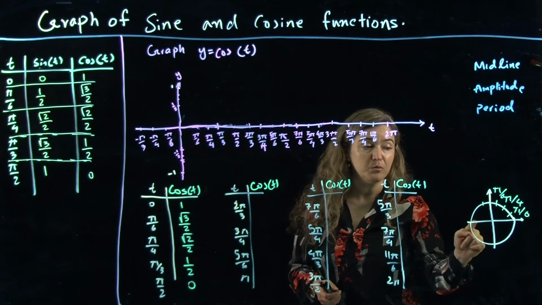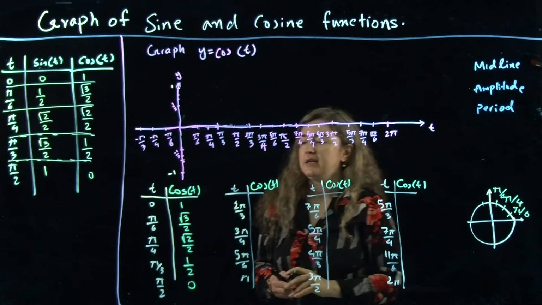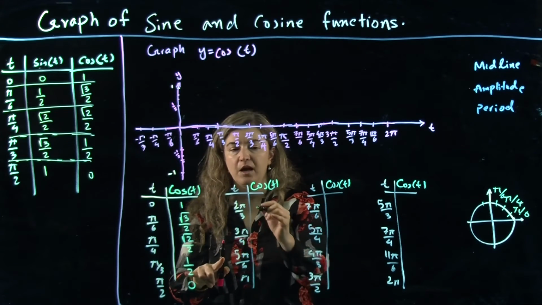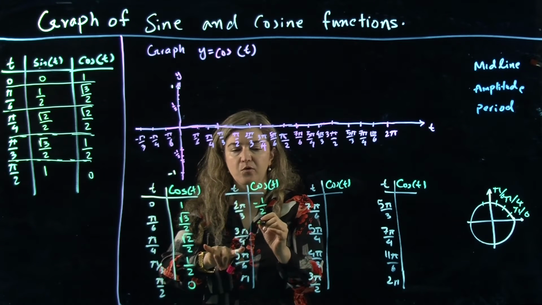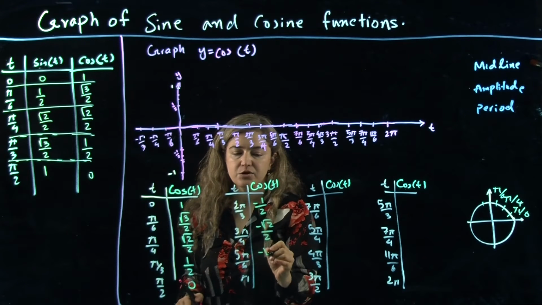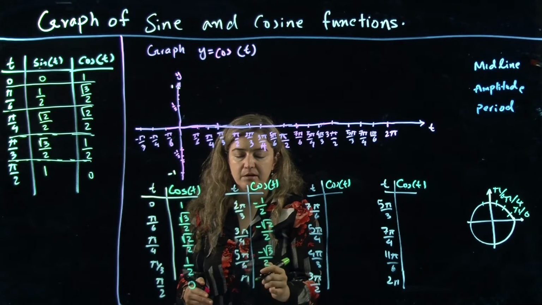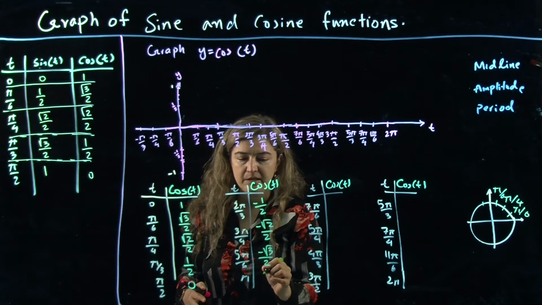If you remember, x value is negative in the second quadrant, so cosine should be negative. Back to the reference, denominator 3, I should use the negative sign. Denominator 4, I should use the negative sign. Denominator 6, I should use the negative sign. And here is going to be 1, negative 1.